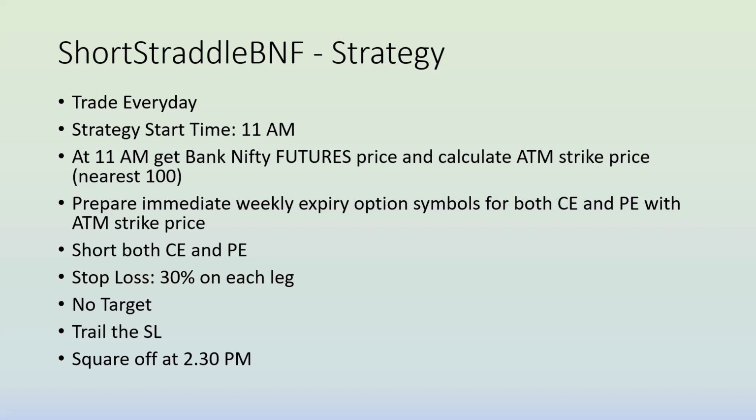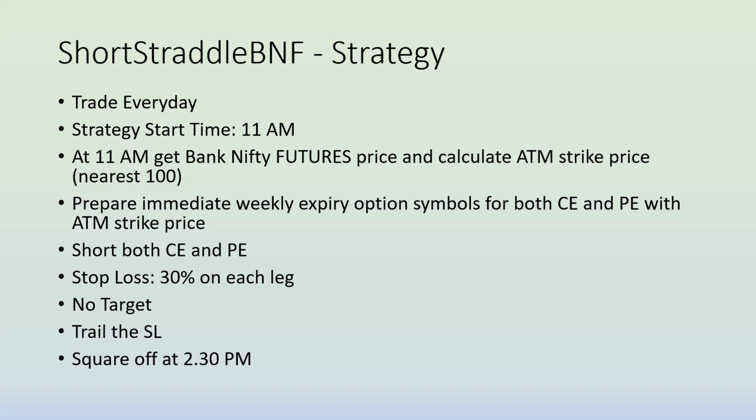is nothing. Trade every day. So you are not going to override the can trade today functionality in your straddle BNF strategy class. So that will be traded every day by default, and the strategy start time is 11 a.m. So at 11 a.m. what I'm going to do is get the Bank Nifty future price and calculate the ATM strike price, which is the nearest 100. In case of Nifty we take nearest 50, but in Bank Nifty we take nearest 100, right?